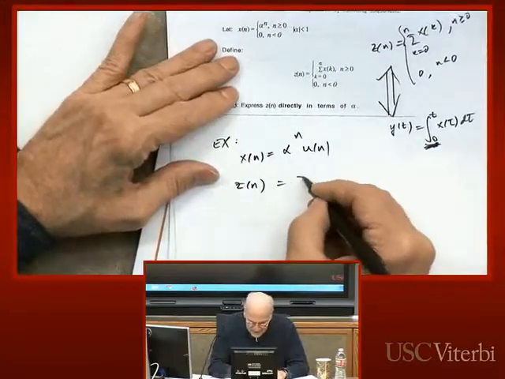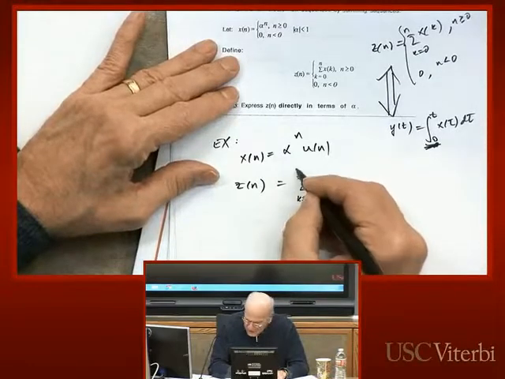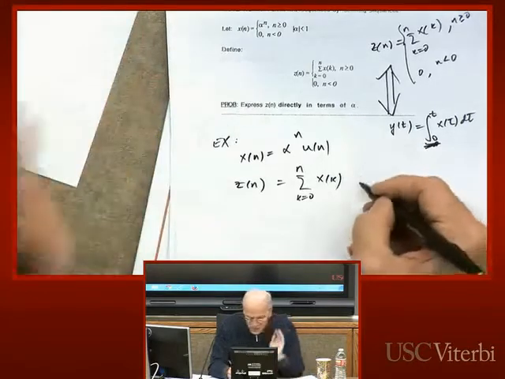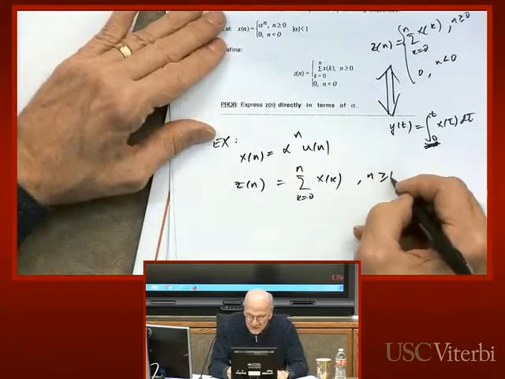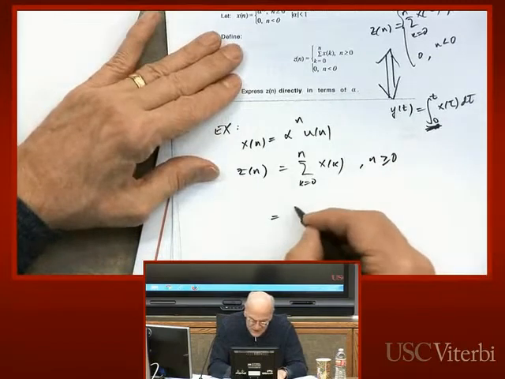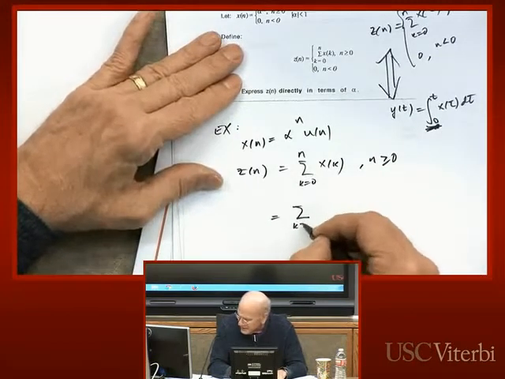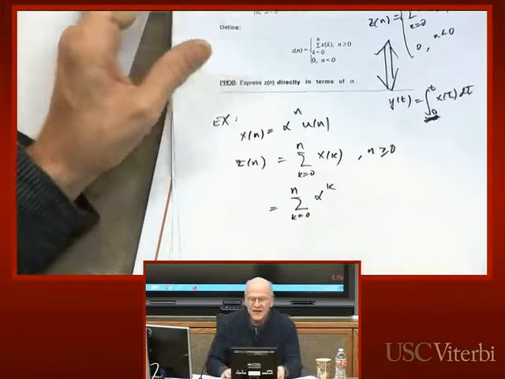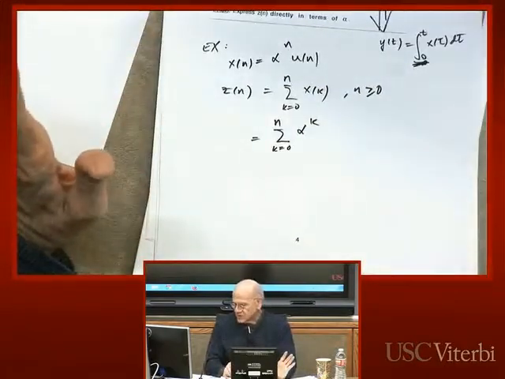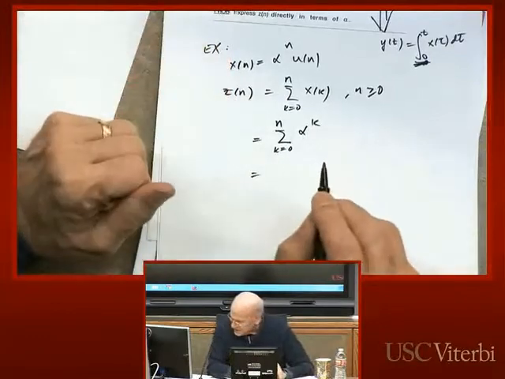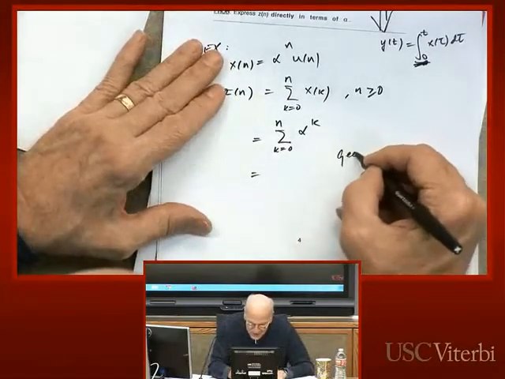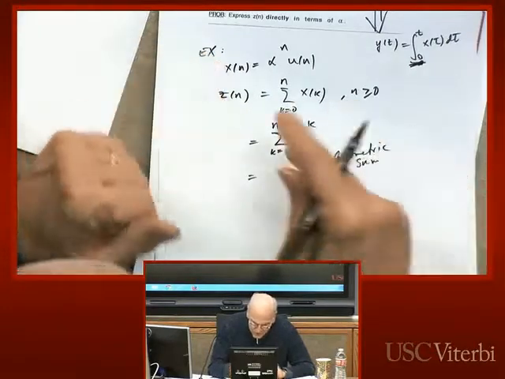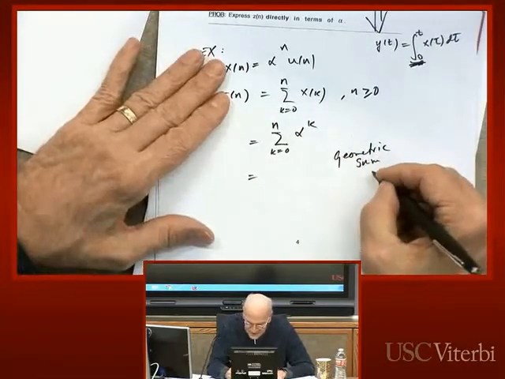So let's see, what does this look like? Summation k equals 0 to n of x of k, of course for n greater than or equal to 0. Let's take a closer look. This is going to be the summation k equals 0 to n of alpha to the k. Turns out we can write that in a closed form expression, and there is something called the geometric sum formula, which we can apply directly to this.